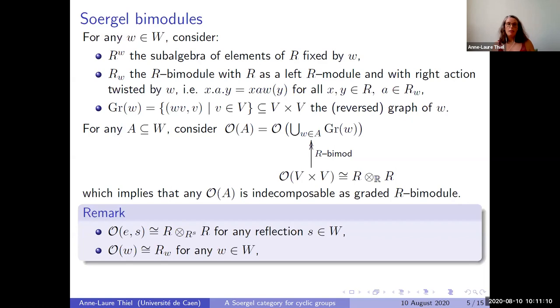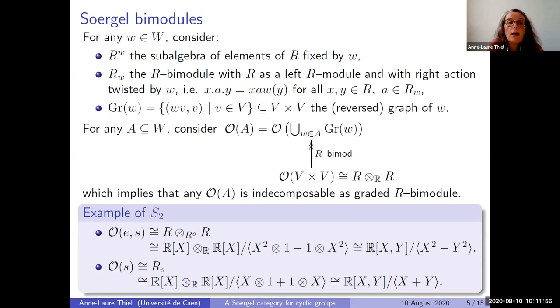Now a little remark. If for A I choose just the subset given by the unit element e and one reflection s, I'm not saying simple reflection, I'm really saying reflection, then this is isomorphic to the tensor product of R with itself over the invariant ring R^s. While if for A I do even more simple than that, I choose just one element w of my Coxeter group, then it is isomorphic to my twisted bimodule by this element I picked. Good. So let's see what's happening again for S_2.